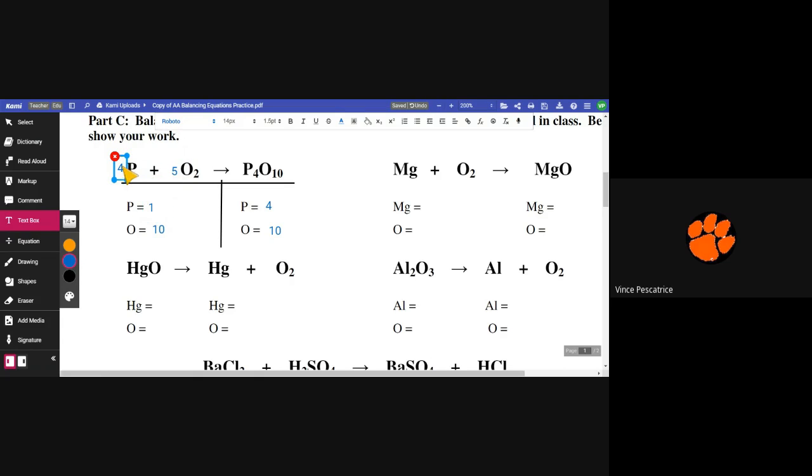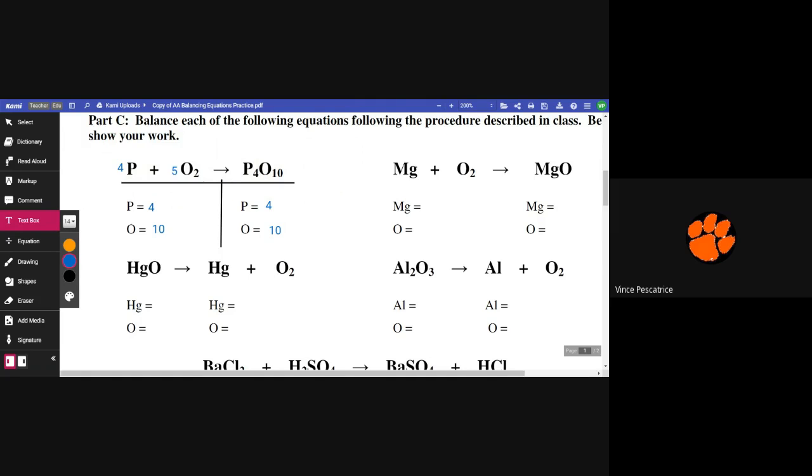Now I recount. 4 times 1 makes this 4. Everything is balanced. 4, 4, 10, 10. You're done. Okay? So this equation is fixed and now balanced. And what this says is that you have 4 molecules of phosphorus that need to react with 5 molecules of oxygen in order to produce one of these molecules.